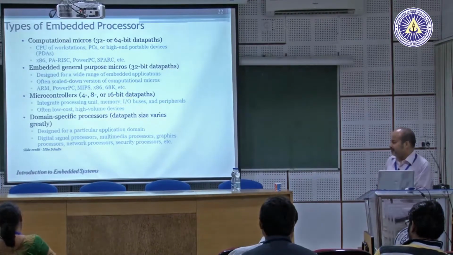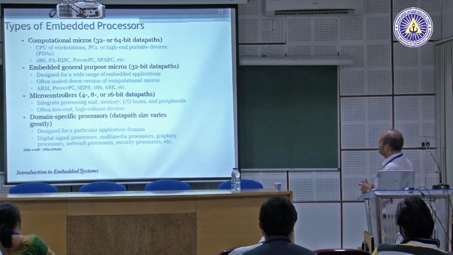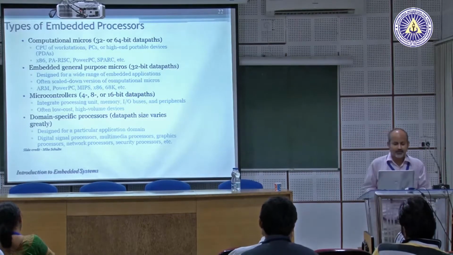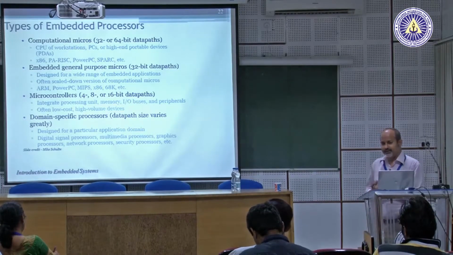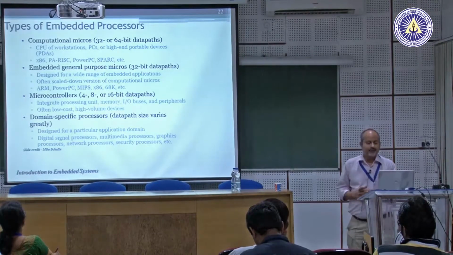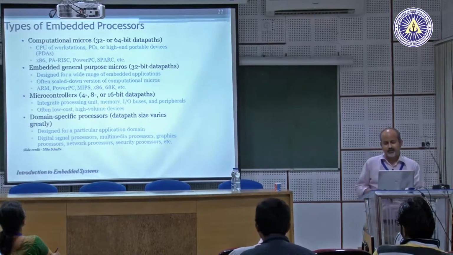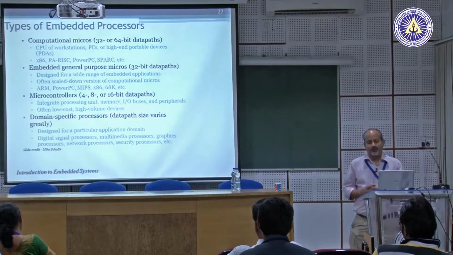Now, general purpose embedded processors with a 32-bit data path are also pretty common these days. ARM is the leading company that designs these; they don't manufacture them. Then you have MIPS, PowerPC, and also the old x86, 68K, and so on.